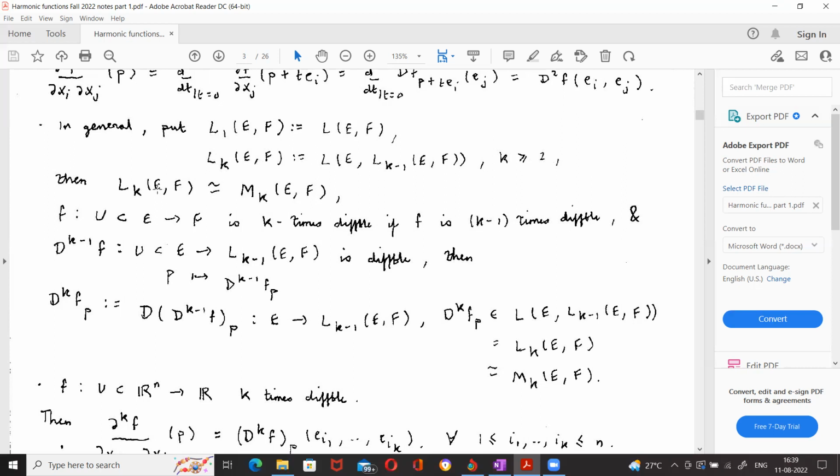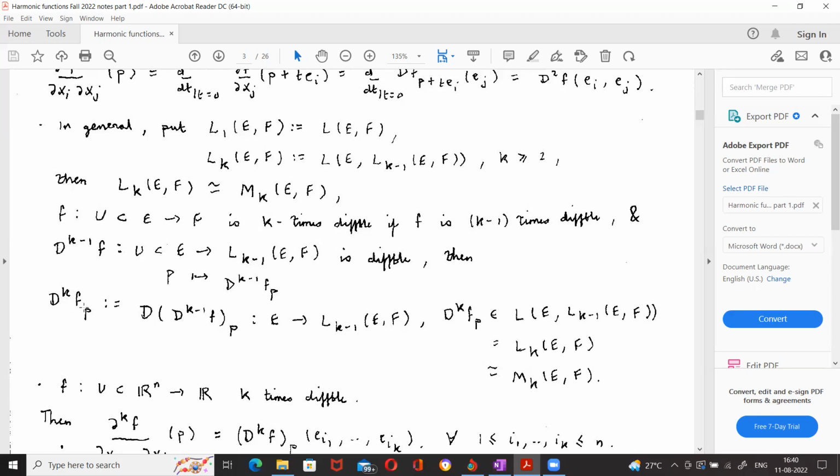And then it's easy to see that Lk of E,F is isometrically isomorphic to Mk of E,F, where Mk of E,F is the space of bounded k multilinear maps from E to F. Now we'll say that f, from an open subset U in E to F, is k times differentiable if f is k minus 1 times differentiable, and if I look at the k minus 1th derivative d^(k-1)f, which by definition is a map from U into the space L^(k-1)(E,F), sending p to d^(k-1)f at p, this map is differentiable. Then we'll say that f is k times differentiable.